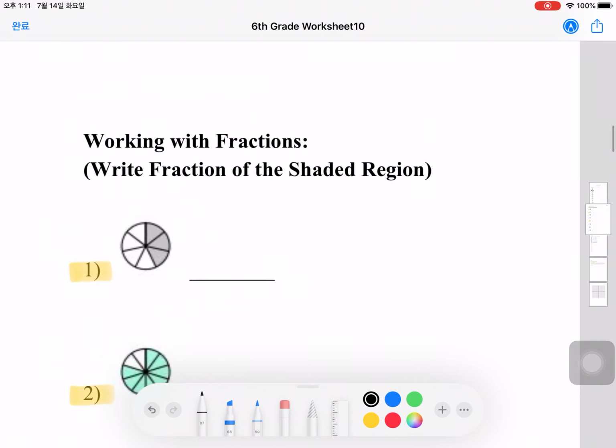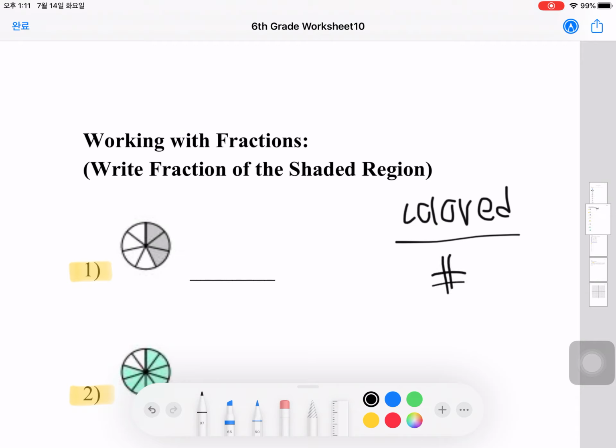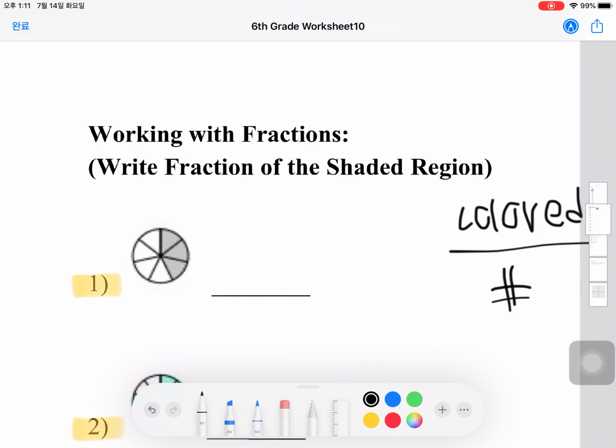Let's start off with number 1. When it says write the fraction of the shaded region, it means how many parts of the entire circle are colored. So, whatever is colored would go on the numerator, and how many shapes in total there are would go on the denominator. Let's go ahead and try number 1.